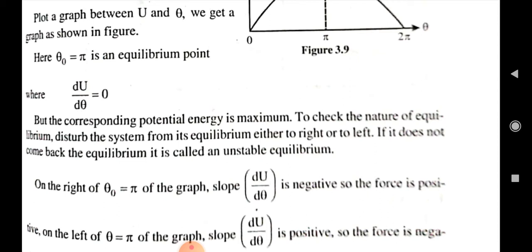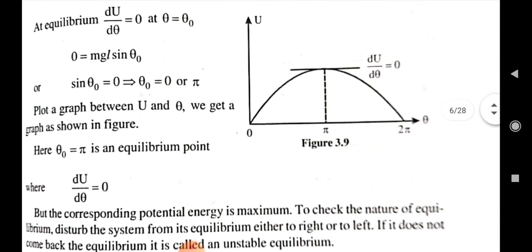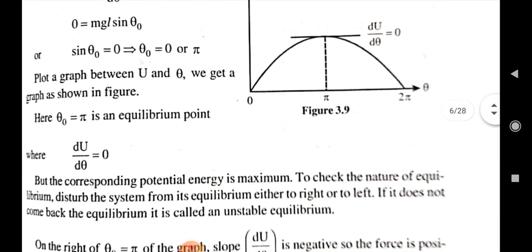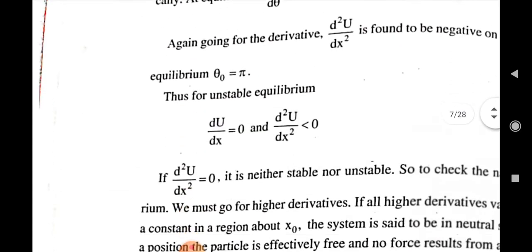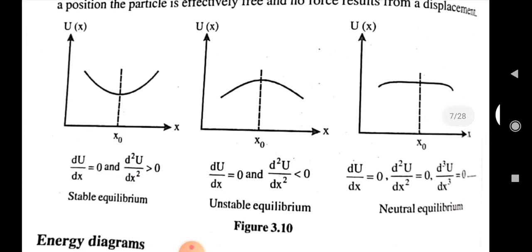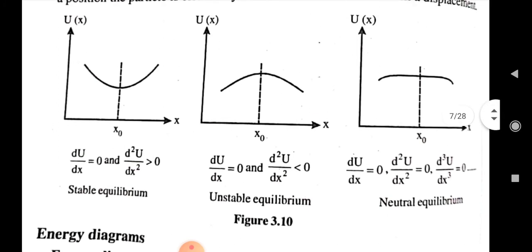But when the curvature decreases, or d square u by dx square is less than 0, we can say that that particular point is an unstable equilibrium point. Again, for a neutral equilibrium point, what will be the effect? du by dx is equal to 0 and the second derivative is also 0. That is, the curvature neither decreases nor increases. Okay, so these are the figures for stable equilibrium, unstable equilibrium and neutral equilibrium.